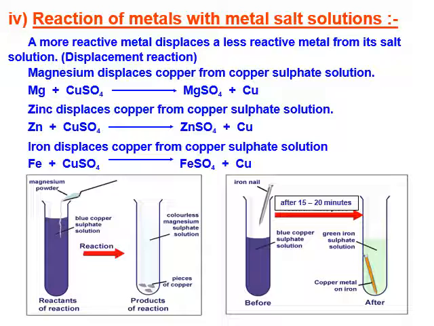Likewise, zinc displaces copper from copper sulfate solution. Zn plus CuSO4 gives ZnSO4 plus Cu. Again, iron displaces copper from copper sulfate solution. Fe plus CuSO4 gives FeSO4, that is iron sulfate, plus copper.